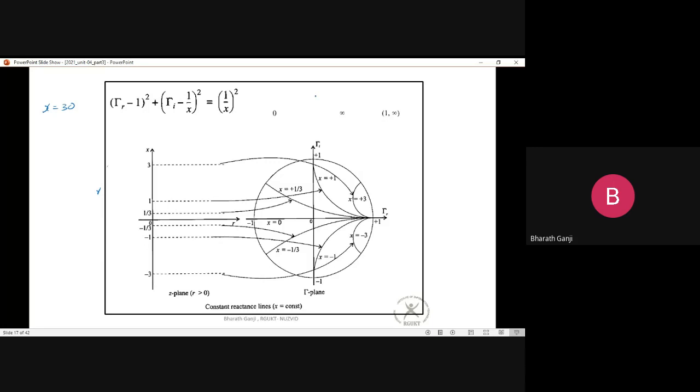The center is at 1, 1/x and the radius is 1/x.